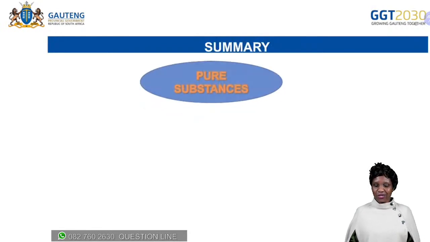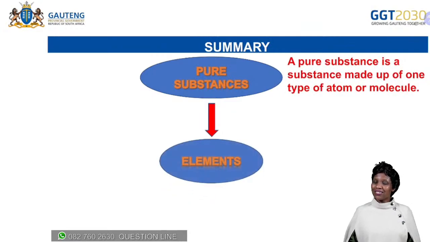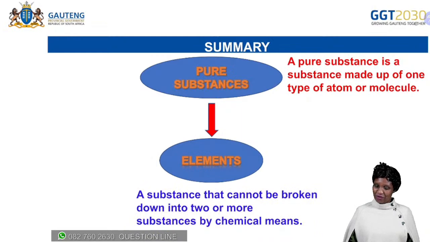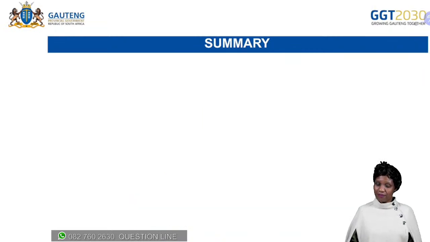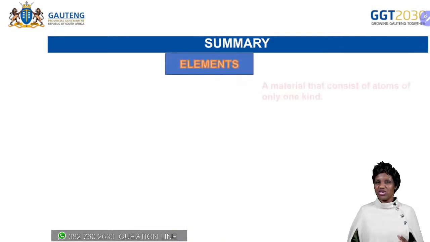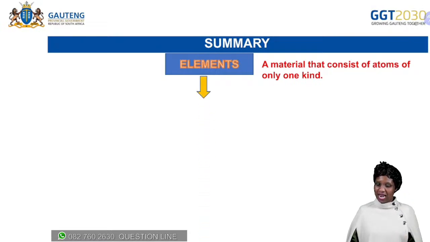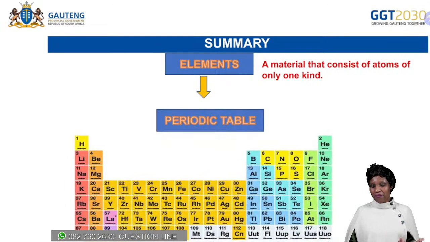And then let's summarize our lesson quickly. We are looking at pure substances. A pure substance is a substance that is made up of one type of atom or molecule. And then what about elements? An element is a substance that cannot be broken down into 2 or more substances by chemical means. And we get our elements in the periodic table of elements. Remember, they are unique. They've got a unique atomic number, a unique chemical symbol, and a unique name. And these are materials that consist of atoms of only one kind.